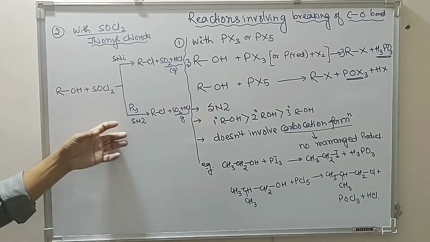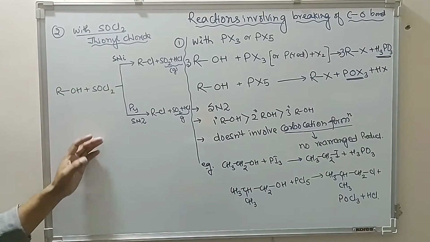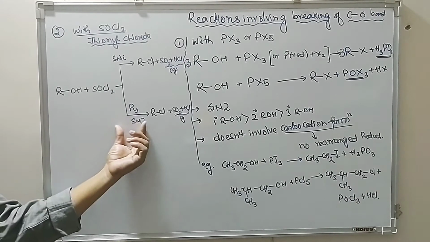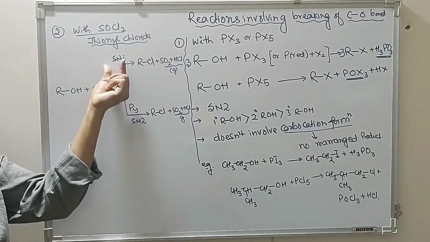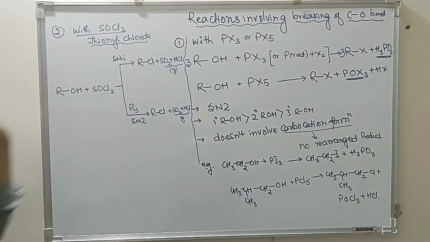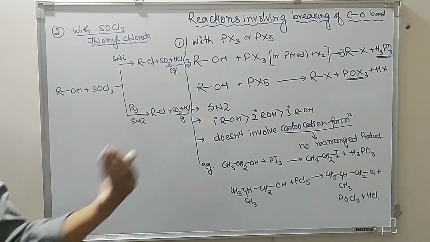Whether the reaction is carried out in presence of pyridine or in absence of pyridine, the products are the same. The only difference is the pathway by which the reaction takes place. In presence of pyridine, SN2. In absence of pyridine, SNi, the internal mechanism. For the detailed mechanism, please refer to alkyl halide.